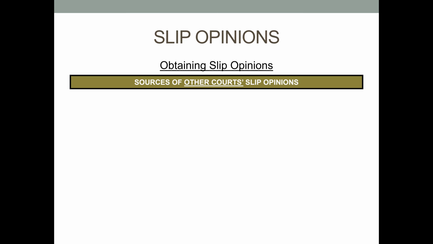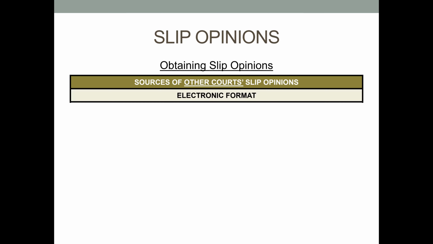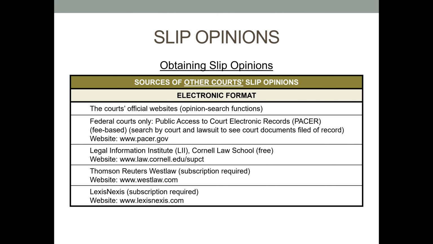Okay, now where do you find the slip opinions of courts other than the United States Supreme Court? Well, in electronic format, which is pretty much what you would be looking for, you normally can go to the court's own official websites. And they typically, especially in the federal court system, will have opinion search functions so that you can search to find the lawsuit that you're interested in, and then it may have a link to the court's opinion in that lawsuit.